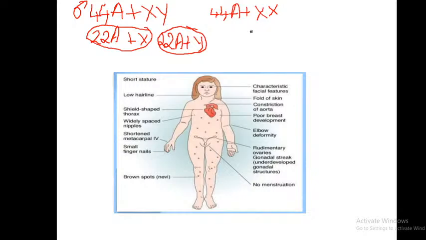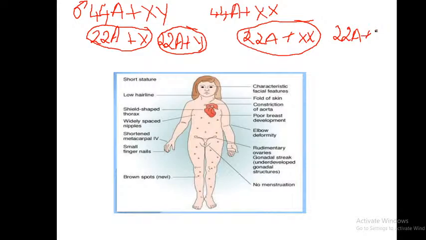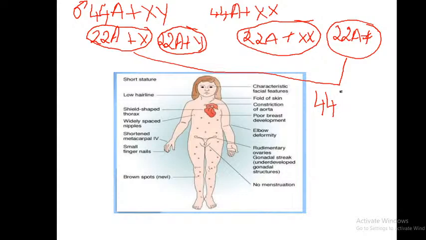And here, as a result of non-disjunction, if the gamete formed is 22A plus XX, this is one gamete, and another gamete can be 22 autosomes plus 0. This is missing of X or Y chromosome. And if this gamete fuses with this, a monosomic individual will be formed, 44 autosomes plus XO.